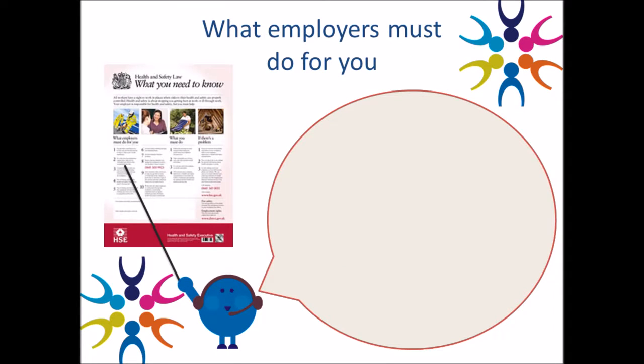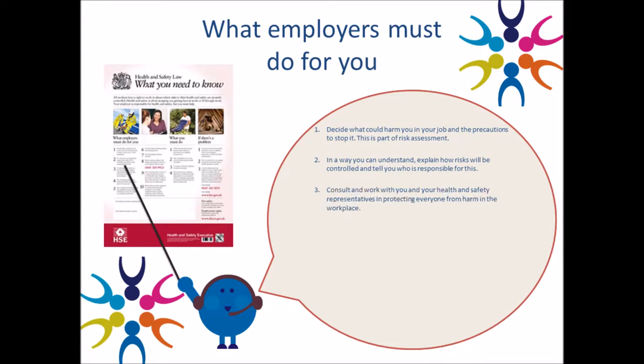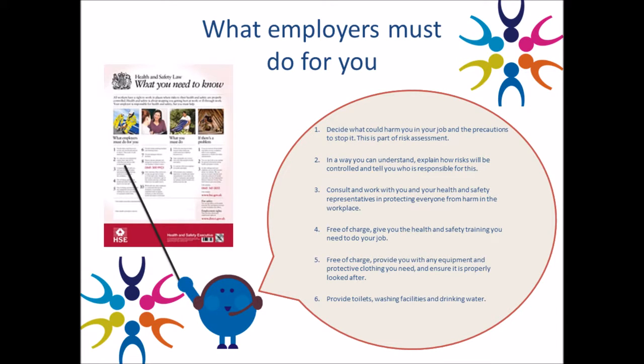This part of the poster tells you what employers must do for you. They must decide what could harm you in your job and take precautions to stop it. This is part of risk assessment. They must consult and work with you and your health and safety representatives in protecting everyone from harm in the workplace. They must give you health and safety training that you need to do your job. They must provide you with any equipment and protective clothing that you need and ensure that it is properly looked after. And they also must provide you with toilets, washing facilities, and drinking water.